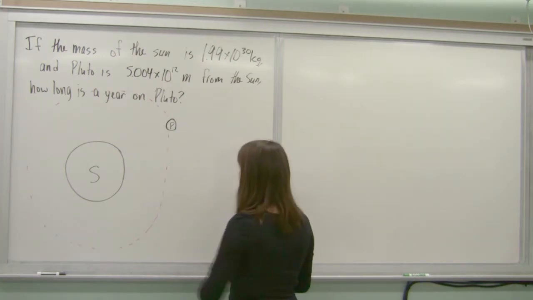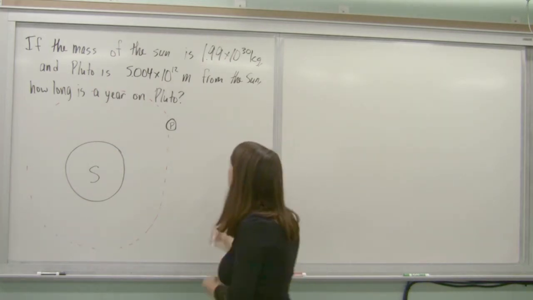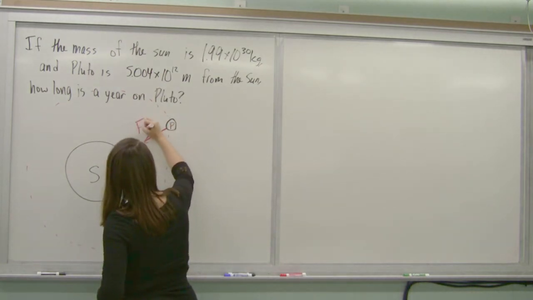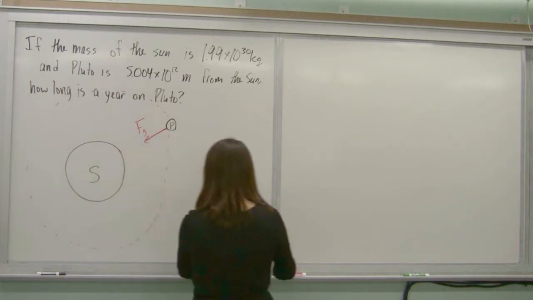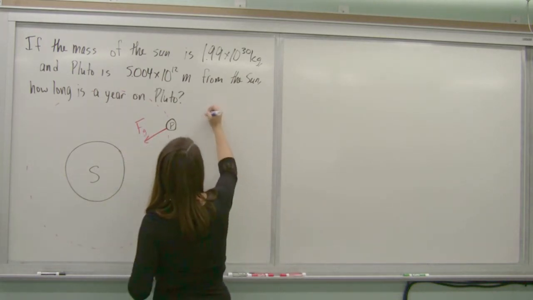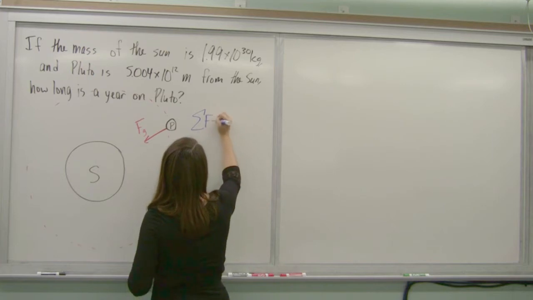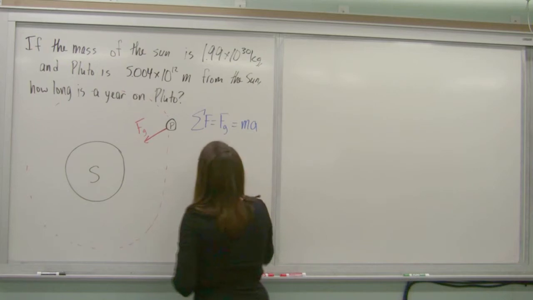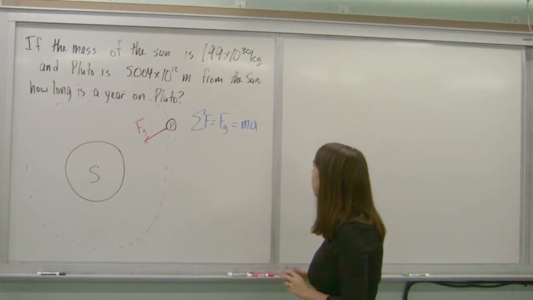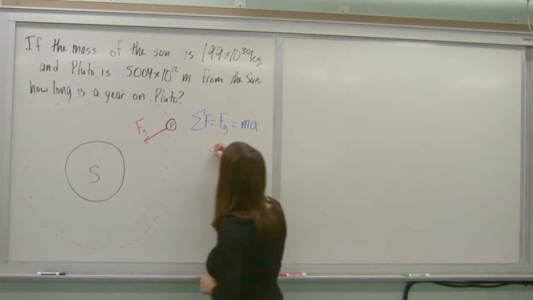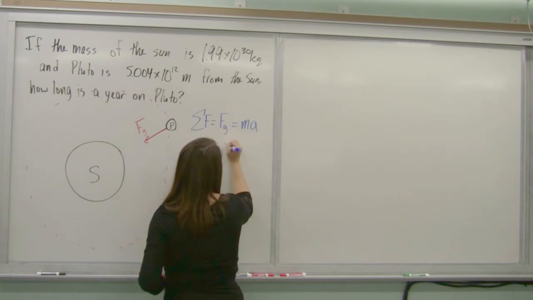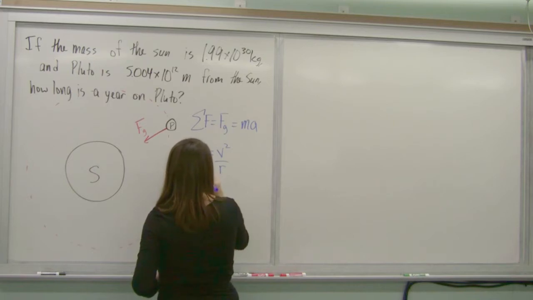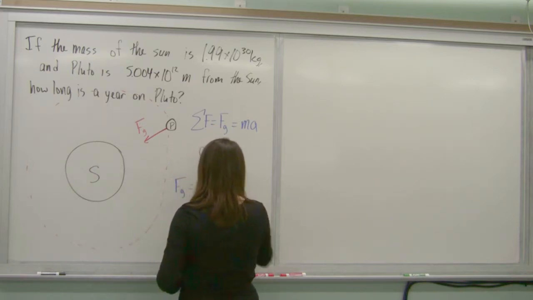Let's go ahead and actually draw a free body diagram on Pluto. The one force acting on Pluto is the gravity from the Sun. So that's force of gravity. Therefore, we can say the sum of forces is just Fg, which is equal to ma. Since we know that Pluto is going in a circle around the Sun, acceleration is going to be v squared over r. And now I can plug in Fg is equal to mv squared over r.